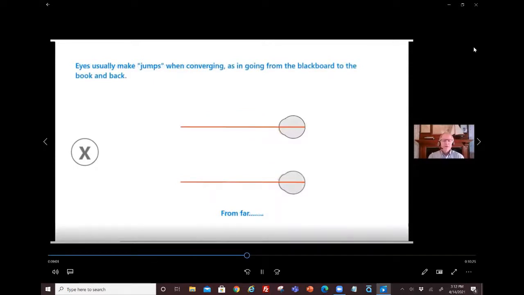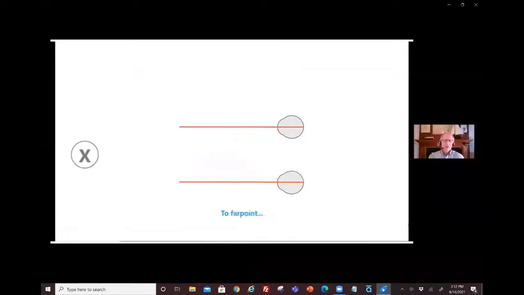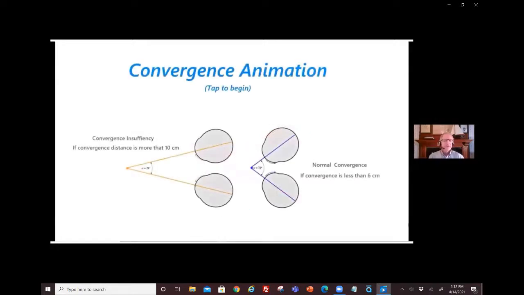When we do this, it's rarely tracking in. It's almost always a jump. We're jumping from near to far and back. So our eyes do this hundreds and hundreds of times a day. With convergence insufficiency, they just don't cross enough. With normal convergence, they're going to line right up very exactly on the target.